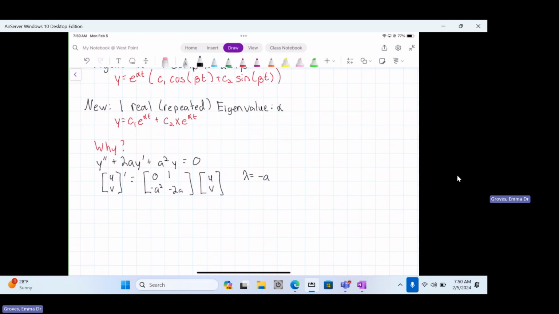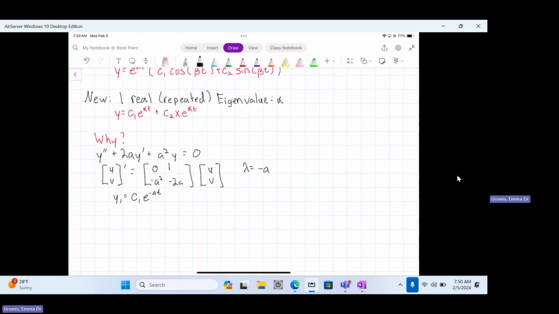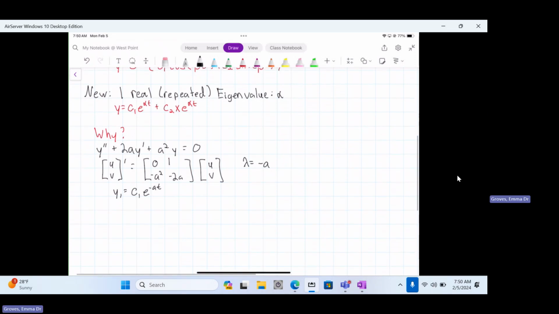So we have one known solution, y1 equal to c1 e to the negative a t. But we want to get that second solution that we can add to it. Everybody with me so far? Kind of? Okay. So how can we get the second solution that we can add to it to get our overall solution?